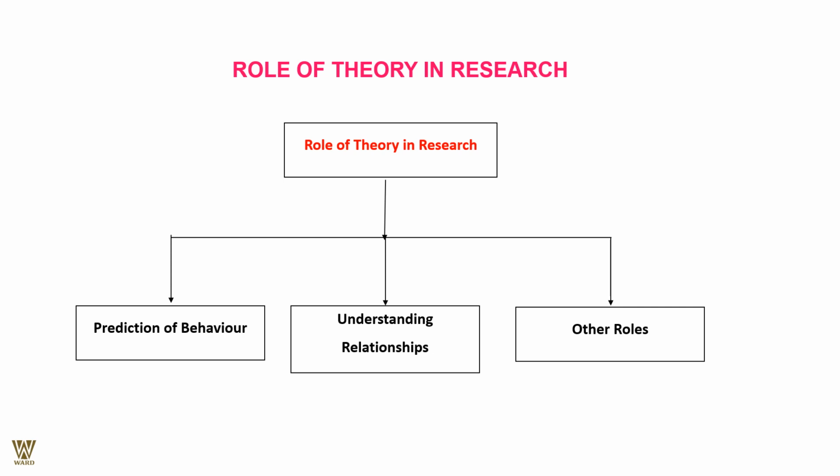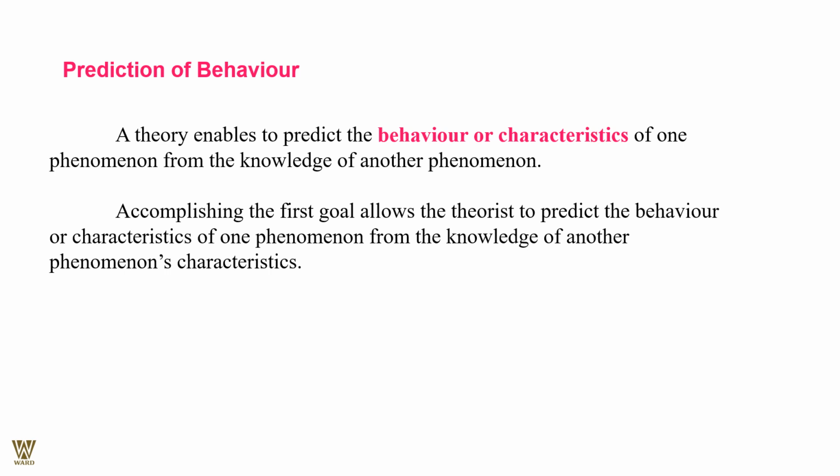So here I'm giving you a pictographical representation of the role of theory and research. Remember, we are trying to predict behaviors, understand relationships, and fulfil other roles for the theories that need to be built upon it. Prediction of behavior, understanding of relationships, and other roles are of paramount importance. A theory enables us to predict the behavior or characteristics of one phenomenon from the knowledge of another phenomenon. And that is what prediction is all about. It's always about cause and effect relationships, as the case might be.